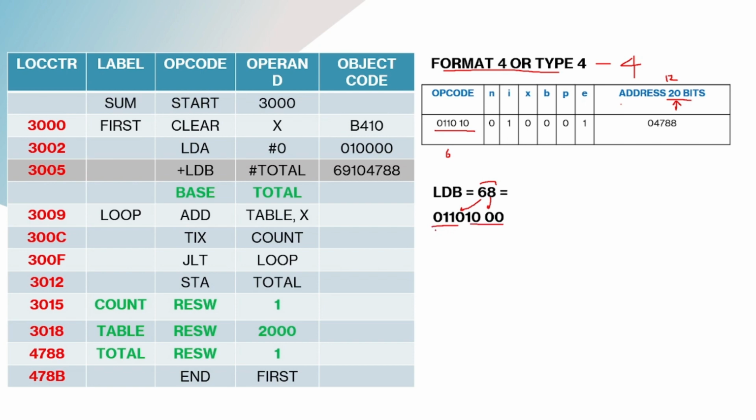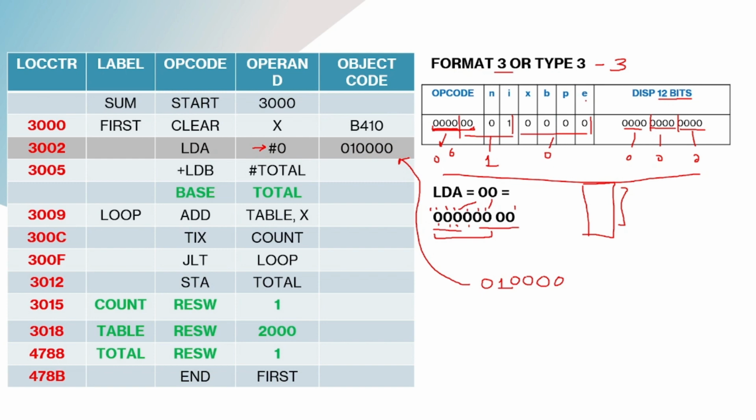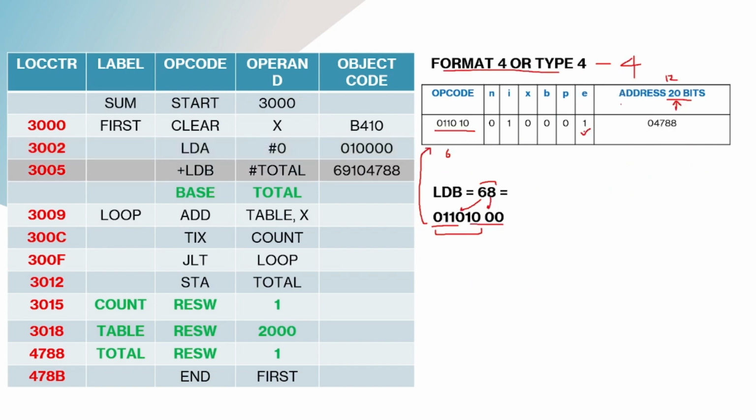So I'll split the most significant 6 bits, that is these, and fill it right here in the opcode space. There you go. Now here I've separated the first 4 for better understanding. And E, extended. So we're using format 4. Whenever we use format 4, this bit will always be high. You can see in the previous one, extended is 0 because we're using a type 3. But here we're using type 4. So that is 1.